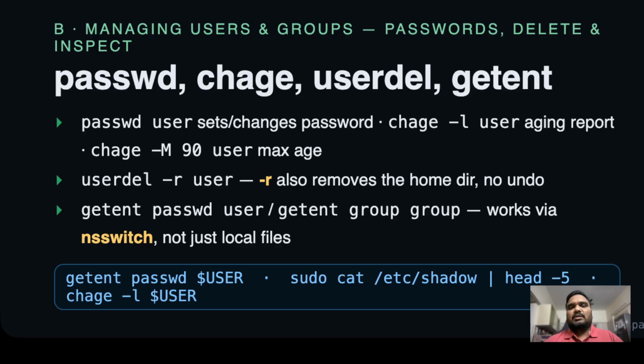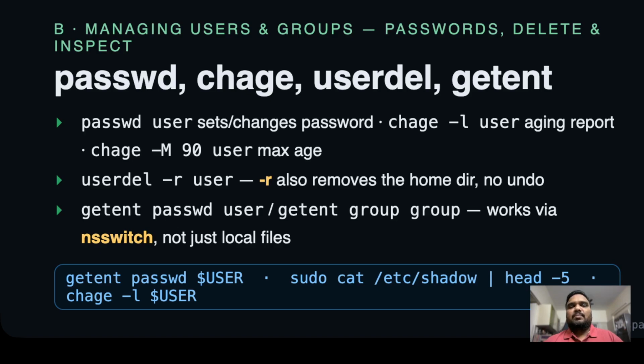And for the inspection, the command that works no matter where user information actually lives, local files, LDAP, wherever your system is configured to use, is getent. So getent passwd user and getent group ask the same question cat /etc/passwd would, but through the proper lookup path called nsswitch, instead of assuming it's always a local file.